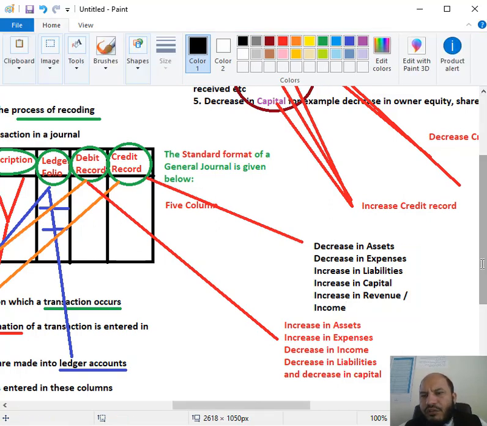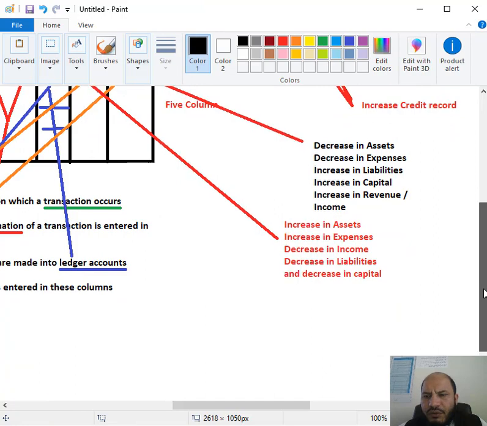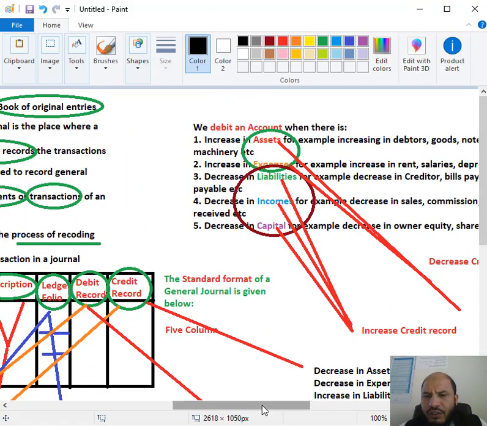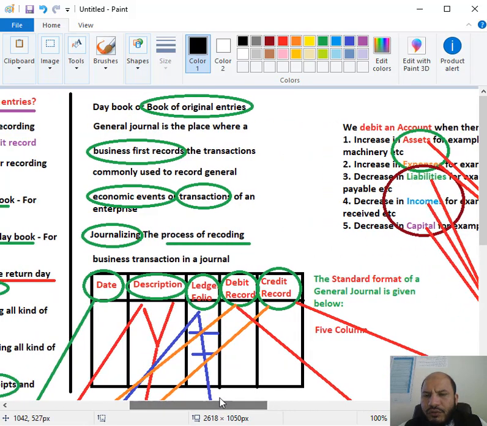So these are the rules for debit and credit. I hope that you have understood about the general journal. These rules we will use to record transactions in these two columns, the debit column and the credit column.